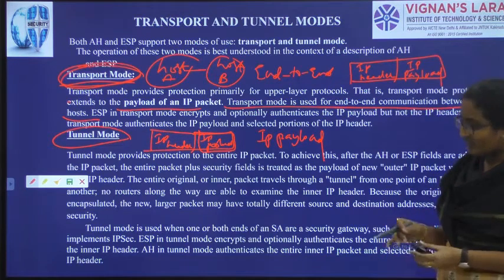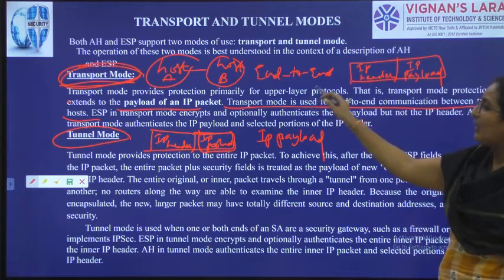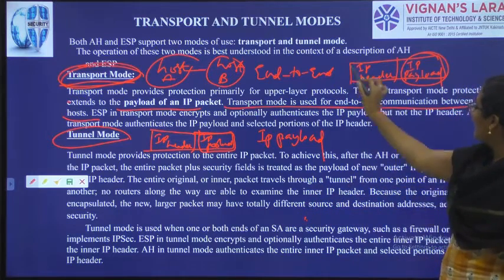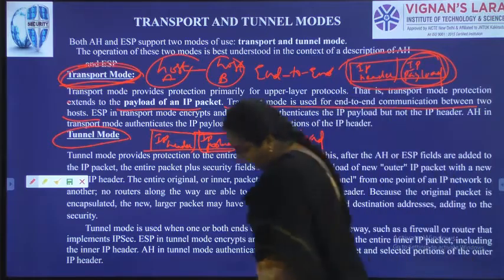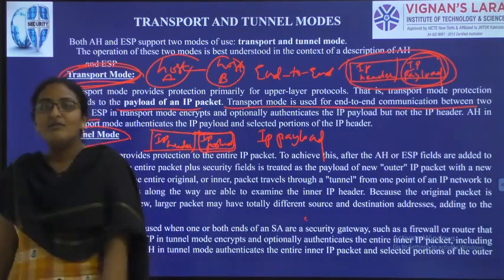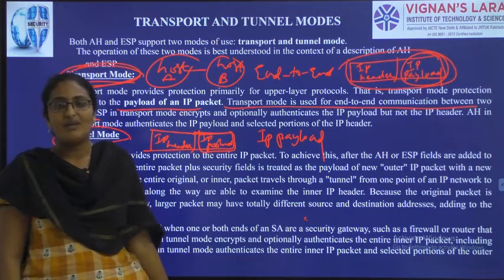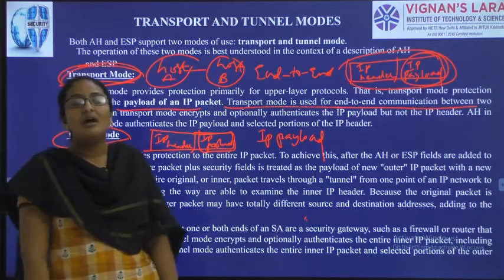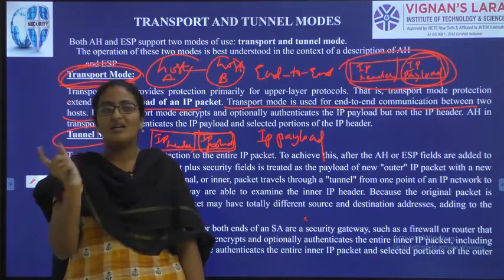We are expecting end-to-end communication in transport mode, and it will only look after the IP payload. But tunnel mode will look after the entire IP header and IP payload. Only that is the difference. We want to transfer data in the form of packets. We are talking about the network layer. All this is happening because of IP security, and we can transfer this data in two modes: transport mode and tunnel mode.